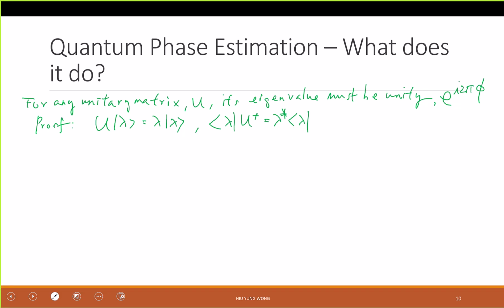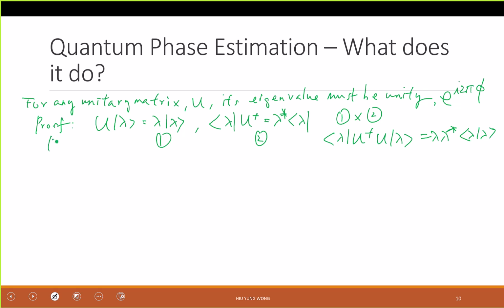Just the dual space correspondence that we learned earlier. Let me say one more time. The ket becomes the bra. The matrix becomes also a matrix, but the adjoint matrix. Scalar becomes complex conjugate. Vector becomes the bra. Right, now I multiply them together. This is 1, this is 2, and then 1 times 2, what is this? Lambda bra, U dagger, U, lambda ket, equals lambda star, lambda, lambda bra, lambda ket, right?